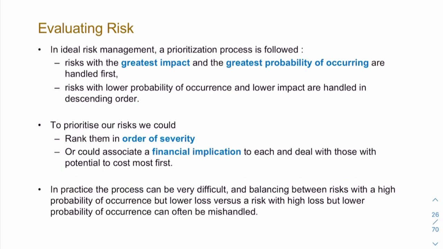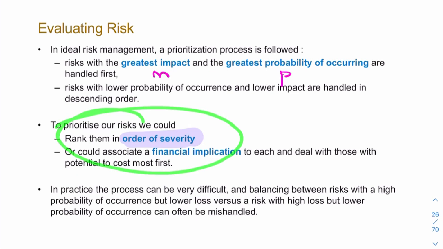So when you have an impact and a probability, usually the severity, high severity, will mean high impact and high probability. So when we rank, we always rank in order of severity. So we always rank in terms of M times P.